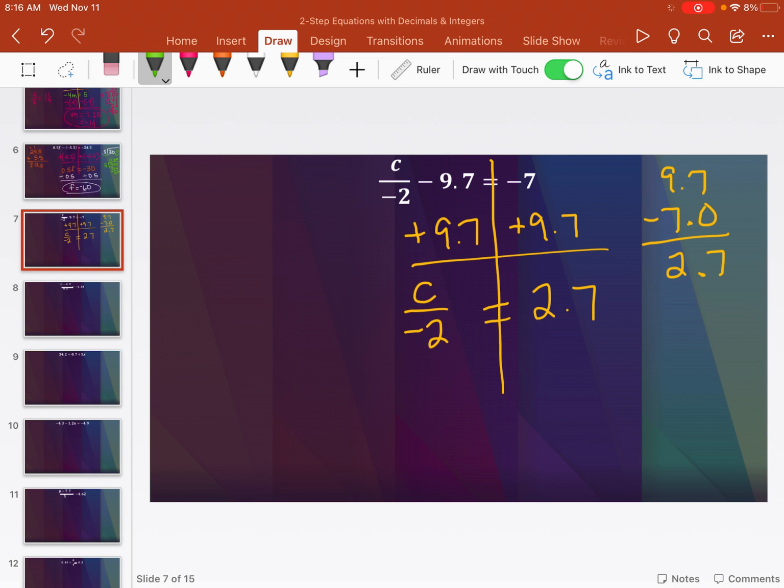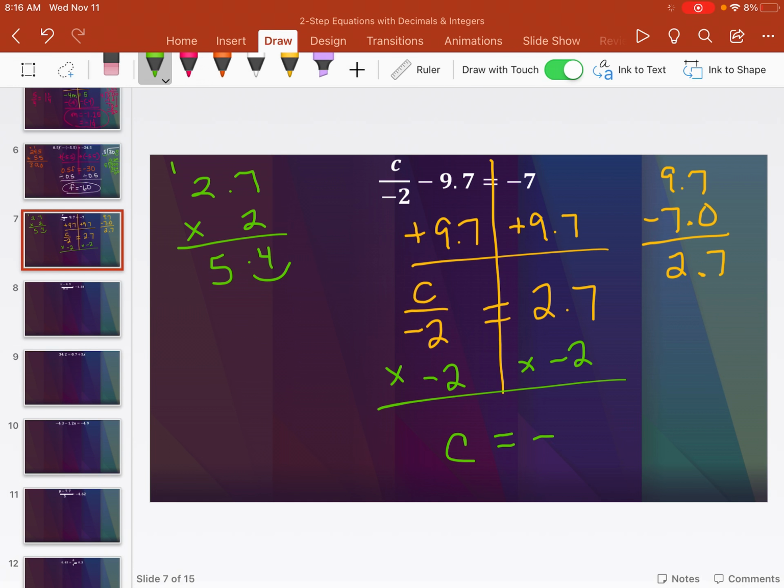This is dividing by negative 2, so we would multiply by negative 2. Go ahead and do that multiplication. Okay, let's see. I'm getting 5.4. It's a positive and a negative, so c equals negative 5.4.